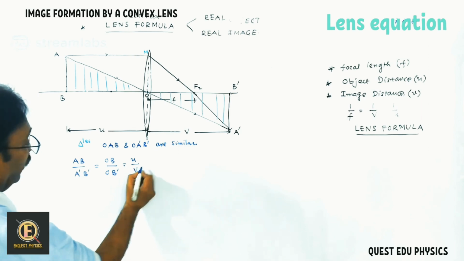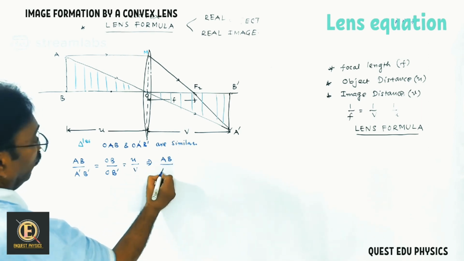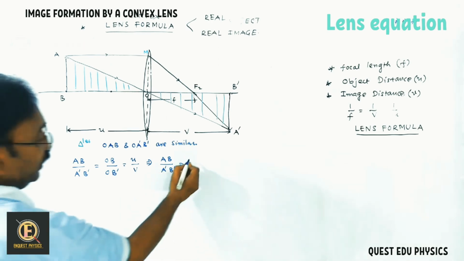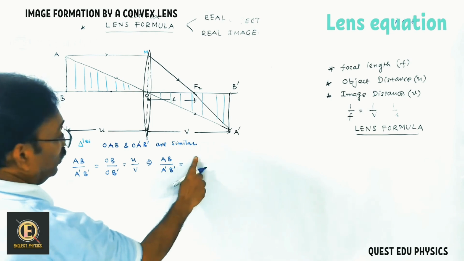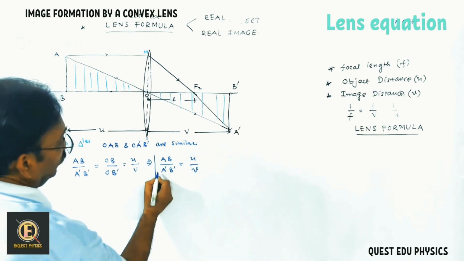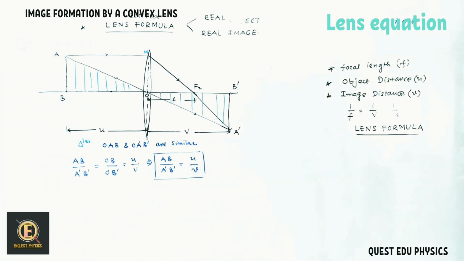AB by A dash B dash is equal to U by V. Are you getting me, students? I am showing it again. Here, see. Here's one triangle and I have one more. These two triangles are similar. That's why their corresponding side ratios are the same.